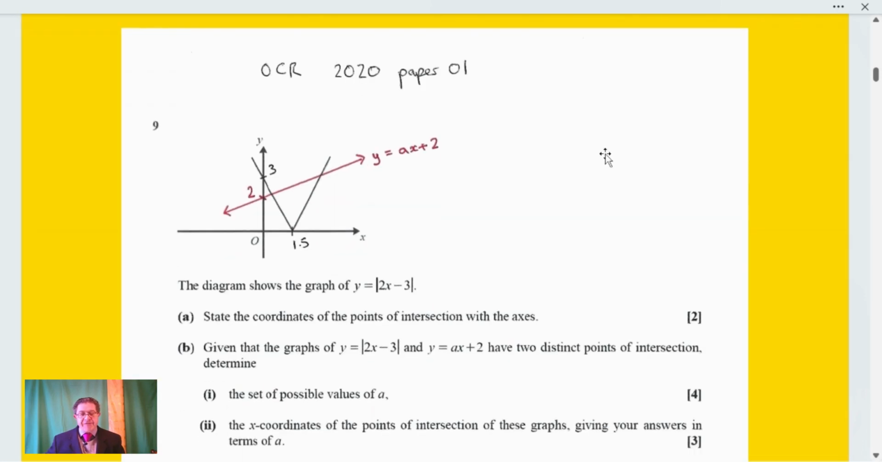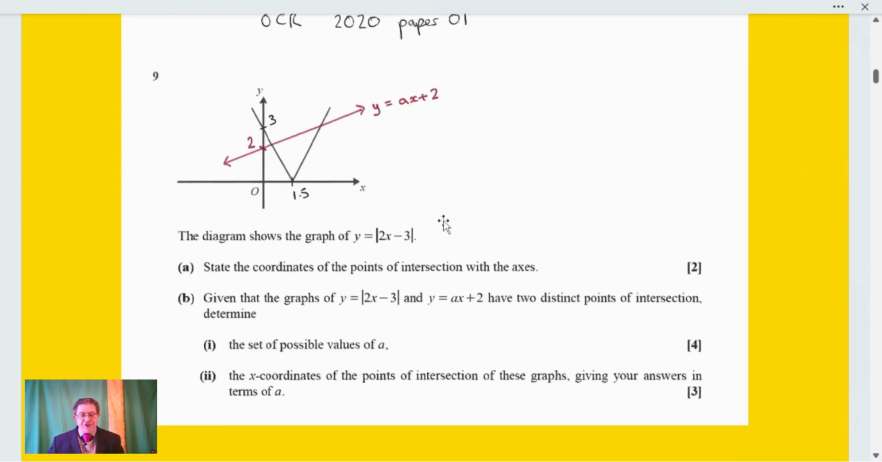The first question here is from the OCR 2020, paper 1. So we're shown in the diagram the graph of y equals the modulus of 2x take 3. And we're asked first of all, for 2 marks, to state the coordinates of the points of intersection with the axes. You will know by now, coordinates means we need both coordinates, not just one or the other.